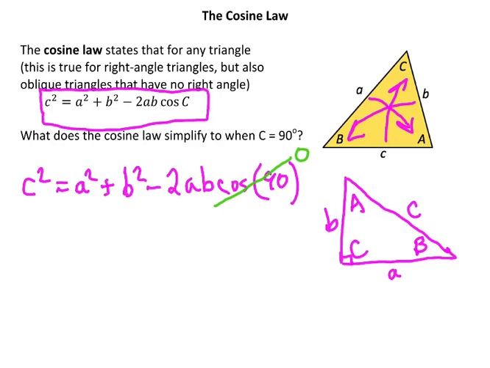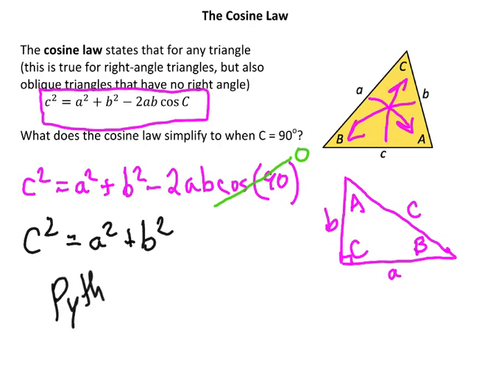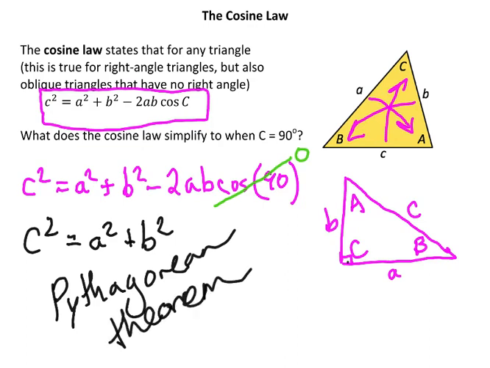So that's going to make that entire term 0, right? Because 2ab times 0, anything times 0 is 0. So this whole thing will simplify to c squared equals a squared plus b squared. This would just be minus 0, or nothing there at all, which is the Pythagorean theorem. So that should make a lot of sense. If we have a right angle triangle here, so that's a right angle, then the cosine law just turns into the Pythagorean theorem for us.